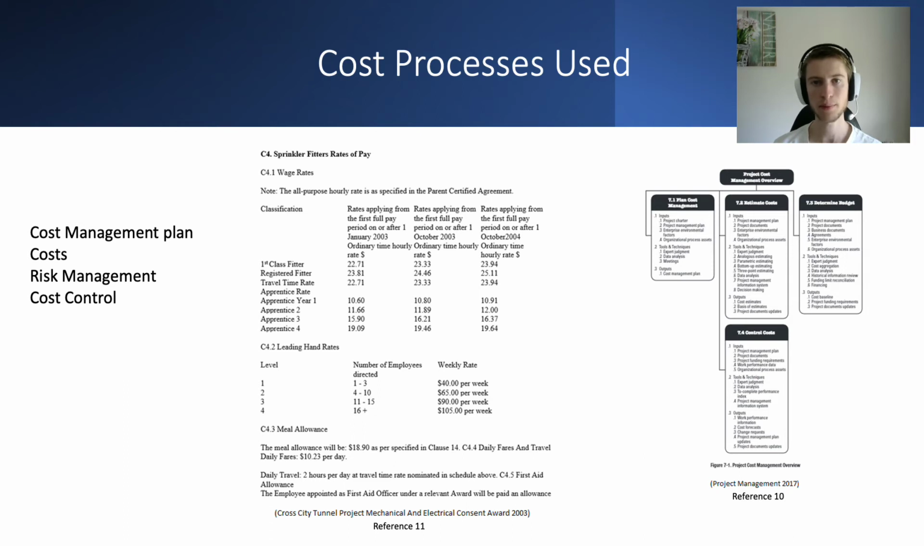A resource management plan was created which included parameters such as rates of pay and travel costs and more, which was estimated for different personnel. This can be seen in the sprinkler fitters' rates of pay seen on the slide and would have helped develop the cost baseline. The initial cost of the project was estimated to be $400 million.